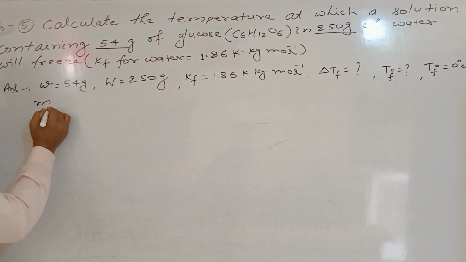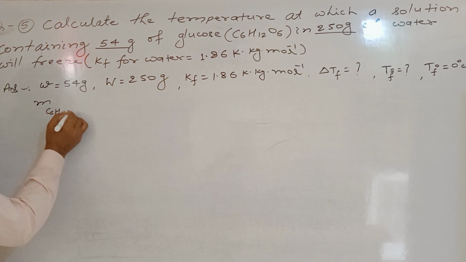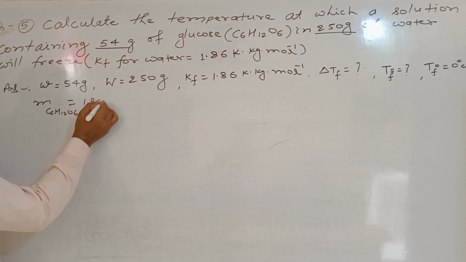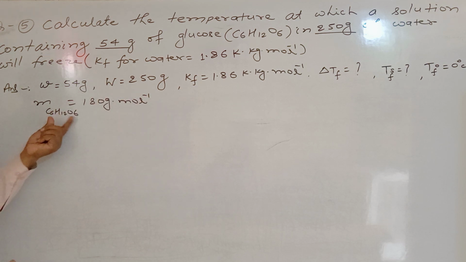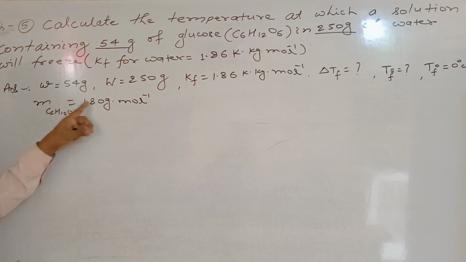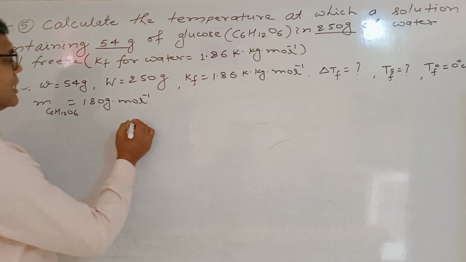Molecular mass of glucose, here we write C6H12O6 is equal to 180 gram mole inverse.